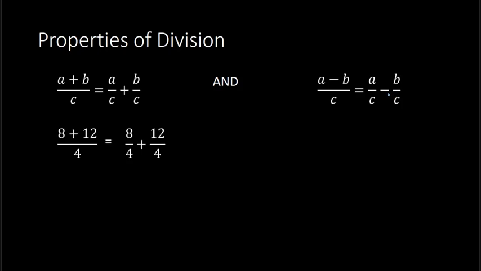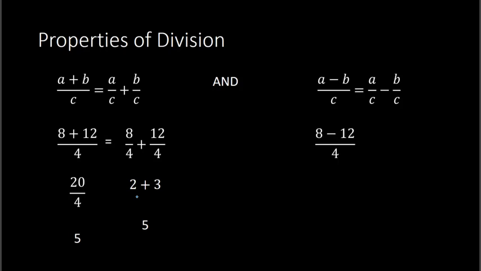So for example, let's say we had 8 plus 12 over 4. I can break this up as 8 over 4 plus 12 over 4, which would give me, either way, 5 as my answer. Looking here on the left side, 8 plus 12 is 20. 20 over 4 is 5. On this right side, if I split it up, 8 over 4 is 2, and 12 over 4 is 3, and 2 plus 3 would equal 5. So we verified that this does work. I can separate.